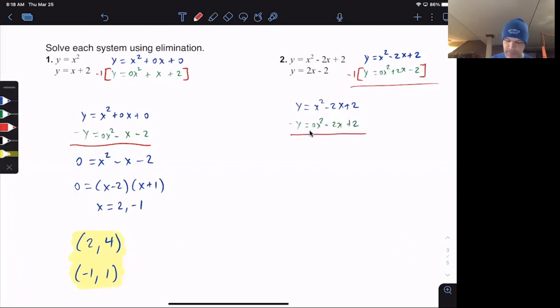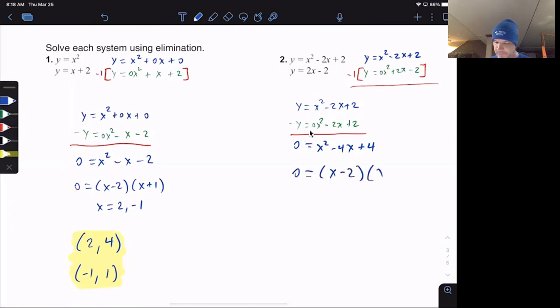So remember, the whole purpose of running the negative through is so that we can cancel out the y's. So that becomes 0 equals x squared minus 4x plus 4. And again, if you wanted to, and you like factoring, you get x minus 2 times x minus 2. So x would equal 2, which means there's only one solution.